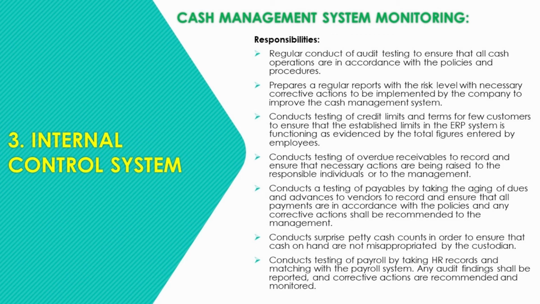Fifth, conducts testing of payables by taking the aging of dues and advances to vendors to record and ensure that all payments are in accordance with the policies, and any errors and corrective actions shall be recommended to the management. Number 7, conducts surprise petty cash counts in order to ensure that cash on hand is not misappropriated by the custodian. And lastly, conducts testing of payroll by taking HR records and matching them with the payroll system. Any audit findings shall be reported, and corrective actions are recommended and monitored for the management to carry out.